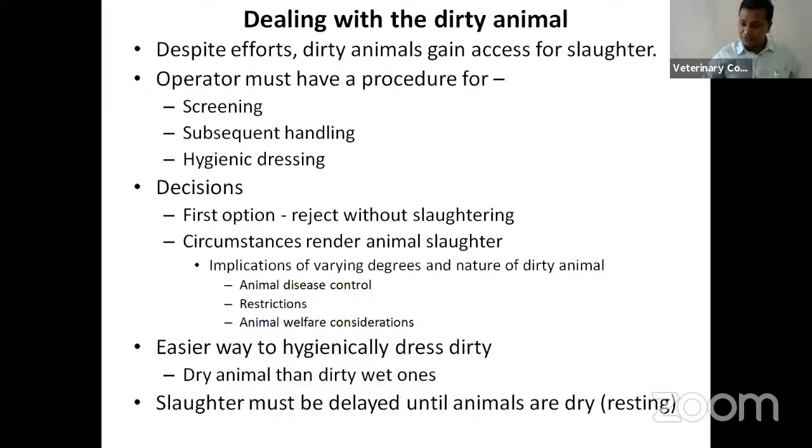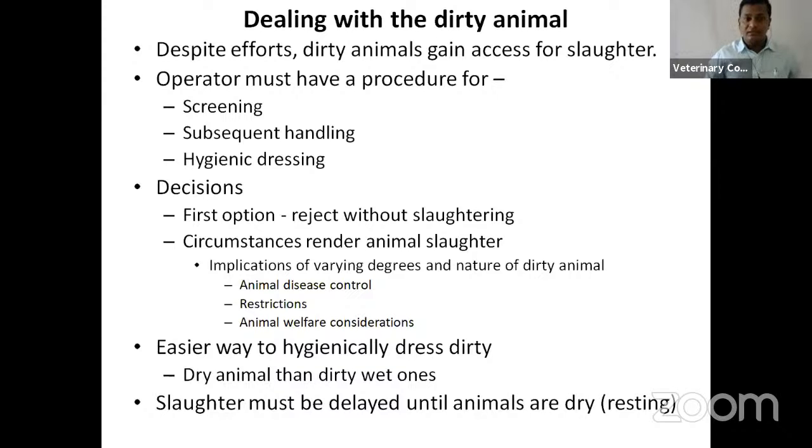There should be a procedure to know whether the animal that is coming for slaughter is clean or a dirty one. If it is dirty, to what extent it is dirty? Very much dirty, less dirty, medium dirty, like that. If you can categorize that, obviously that's going to help you in your management. What's that management? We'll discuss later.